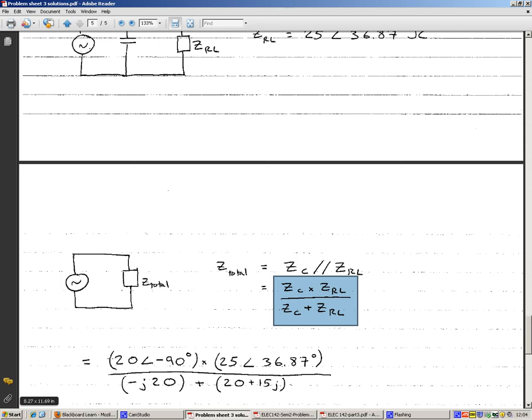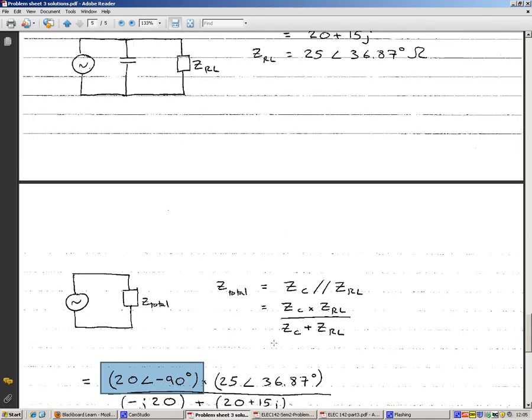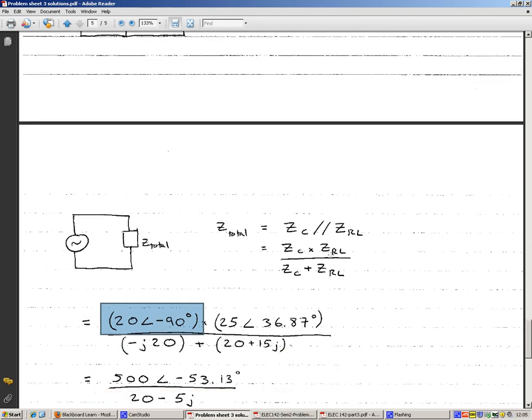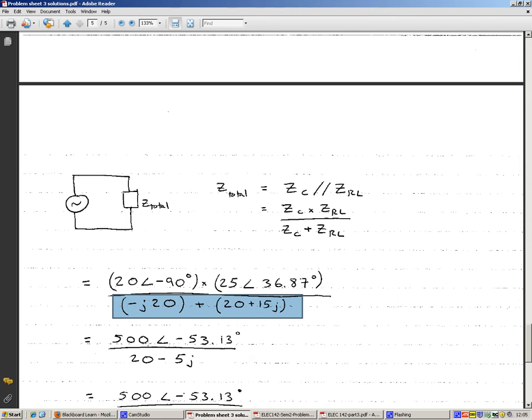So ZC is a magnitude of 20 at an angle of minus 90 degrees, and we need to multiply that by ZRL. So I've just pulled that value down and put it in there. For the sum, it's easier to work in the rectangular form, so I've just put those values straight in there. Then we can perform this calculation. So on the top we get 500 at an angle of minus 53.13 degrees, and then for the bottom we get 20 minus 5J.